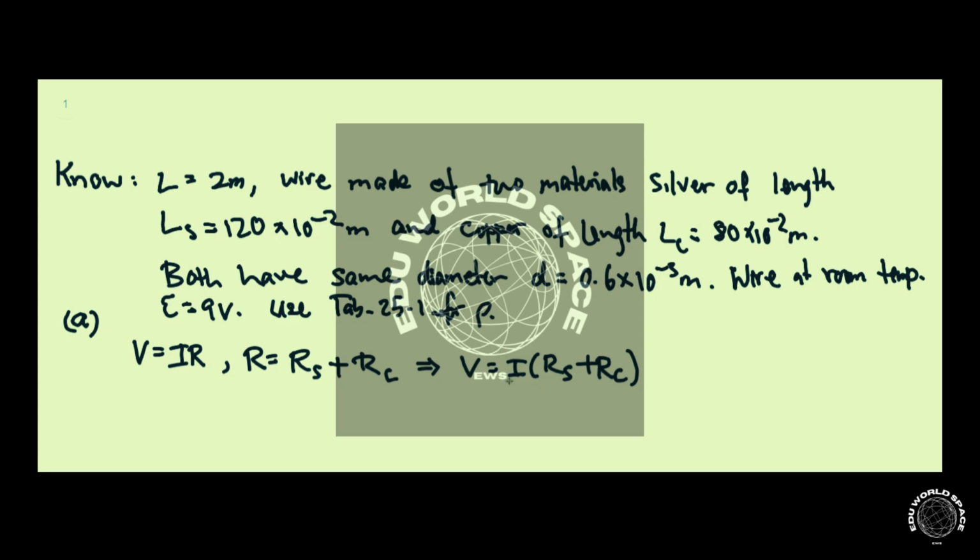I times (RS plus RC). Okay. We know V, that's 9 volts. We don't know I, and we don't know RS and RC, but we have enough information to find the resistance. So we can use R is equal to resistivity times length over cross-sectional area. So we can calculate each one of these, RS and RC, and let's do that on the next page.